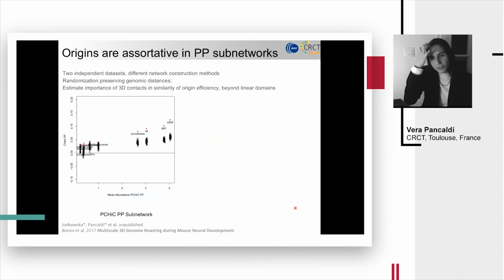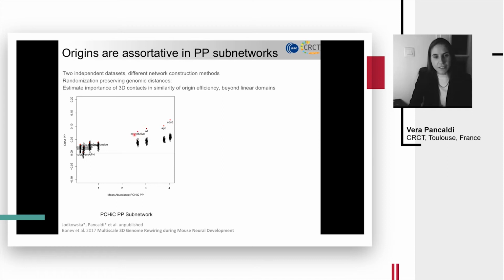But then we wanted to go back to what the patterns of efficiency in this network are. It is one thing to say that there's a correlation in origin efficiency, but is it actually a statistically significant correlation? So what we looked at in two different data sets was basically the assortativity of efficiency of origins across our different data sets.